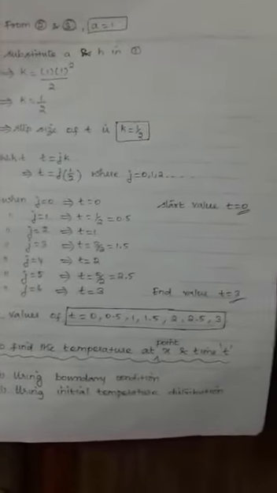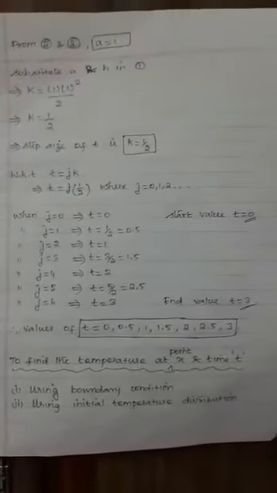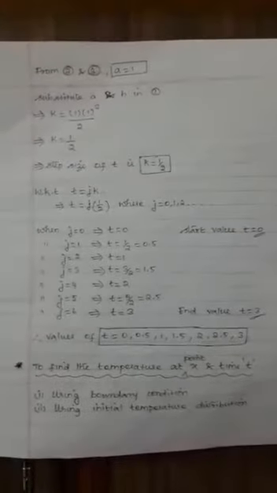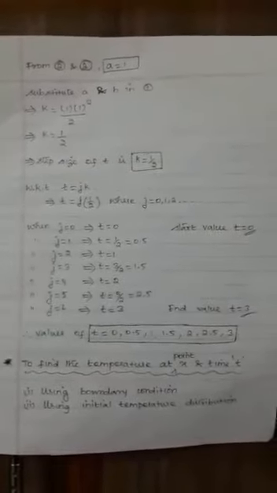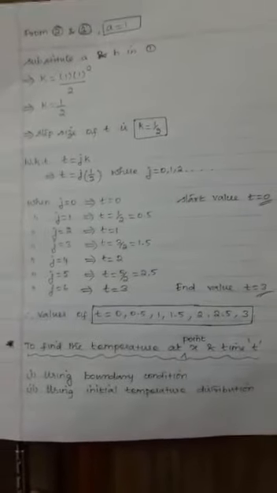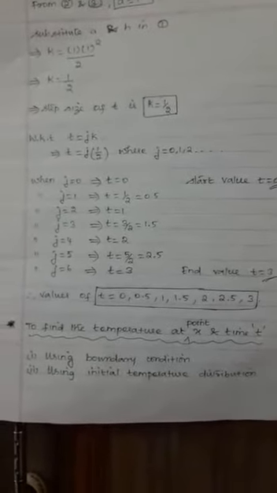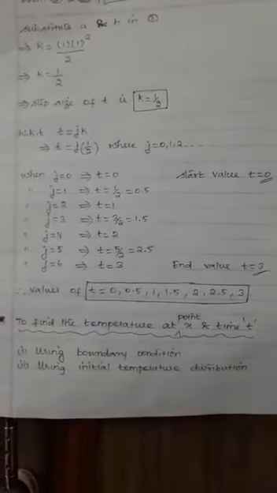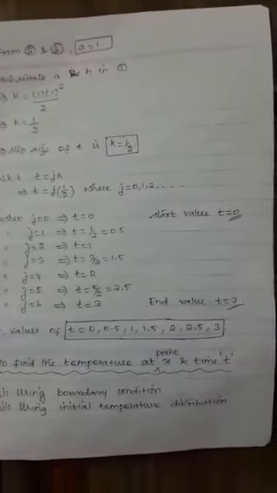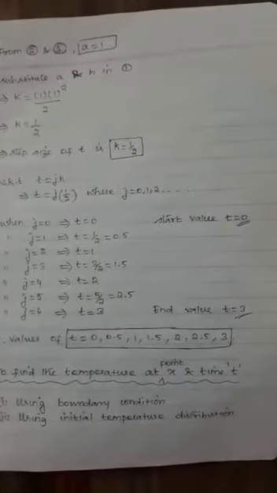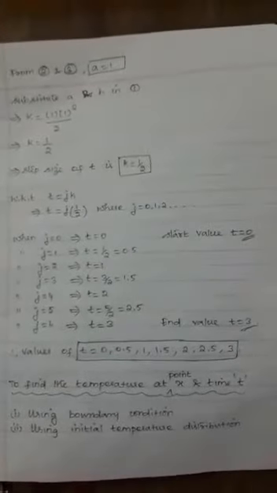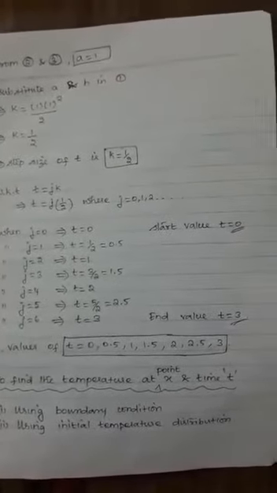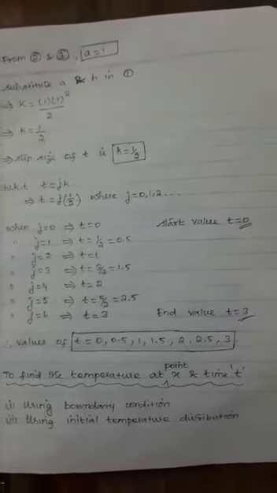Now, we have calculated the values of x and t. Now, our aim is to find the temperature. To find the temperature at point x and time t, you have to make use of the boundary condition and the initial temperature distribution. For that, let us divide the first quadrant of the xt plane into uniform rectangles by drawing parallel lines x = ih and t = jk.